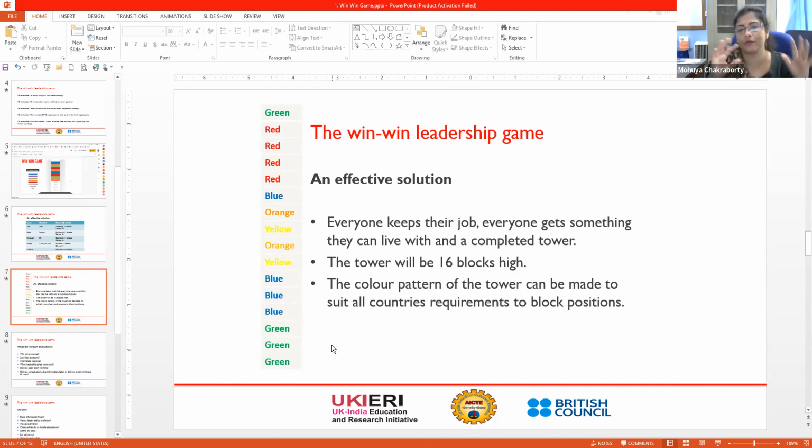So why we call it the effective solution? Because everyone will keep their job, everyone gets something they can live with, and you can complete a tower. So the tower actually will be 16 blocks high. You also have given a 16 blocks high tower, but your site is not matching with the effective solution. And the color pattern of the tower can be made to suit whatever is given in your document. So this is the solution.